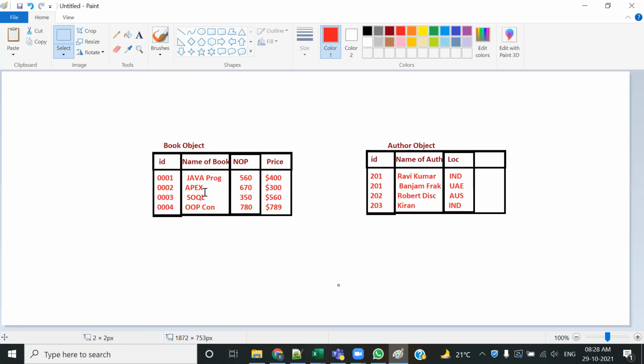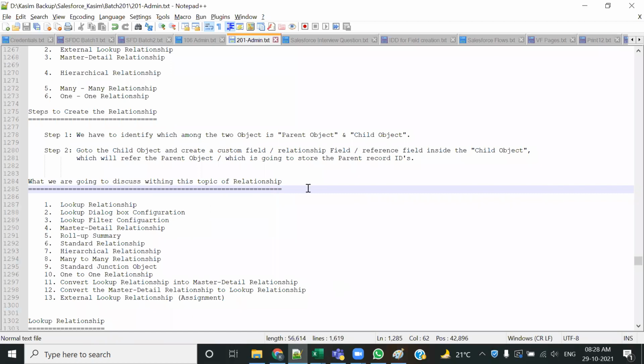Now, let's go to this fact. See, creating a relationship between two objects, any kind of relationship, it could be lookup, external lookup, master detail, it could be hierarchy. Whenever at all we want to create a relationship, any kind of relationship, it's merely a two-step job. That means as in step number one, we should identify.